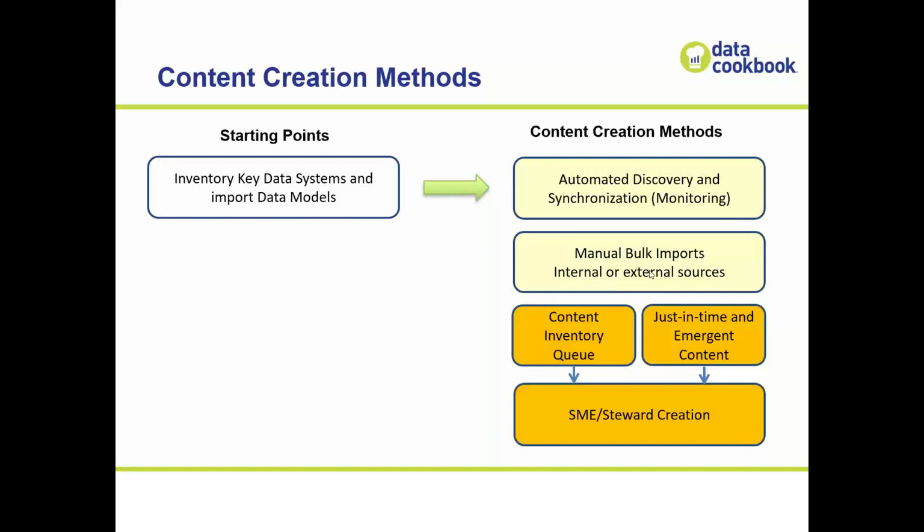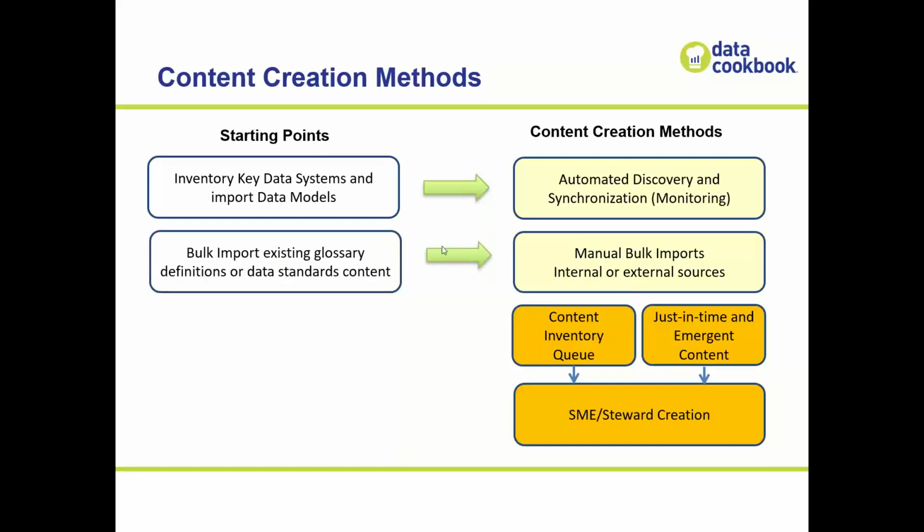The next way of getting content is manual bulk imports. If you have existing business glossary definitions, or external data standards content, you can bring all that into a glossary or other places. Maybe it's even taking some inventory report content and bringing that in. Whatever kind of content you can bulk import would be useful. These two things are designed to get content in that doesn't yet require your subject matter experts or stewards to create or curate. There's discovery from an oversight leadership standpoint, but you're not really leaning on your stewards.